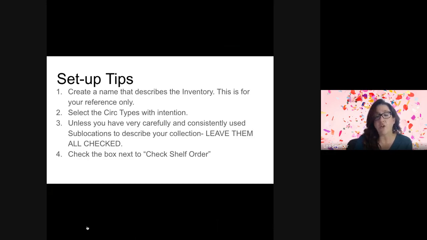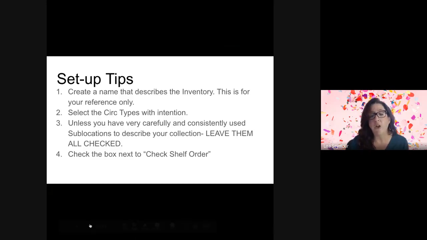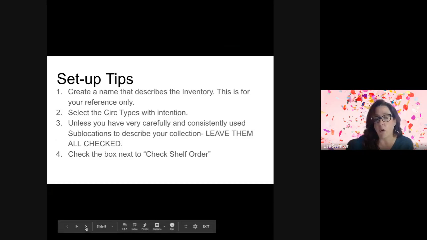You're going to select your circulation types with intention, and I will show you exactly what that means. And unless you have very carefully and consistently used sublocations to describe your collection, leave them all checked. I highly recommend leaving them all checked. We had a media specialist who set up her inventory and she didn't include all of her sublocations, and she had many books coming up out of inventory, and she was confused by that, okay? And you're going to check the box next to shelf order.